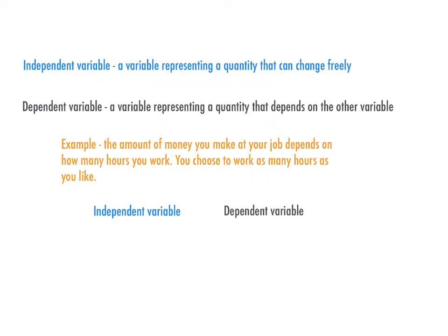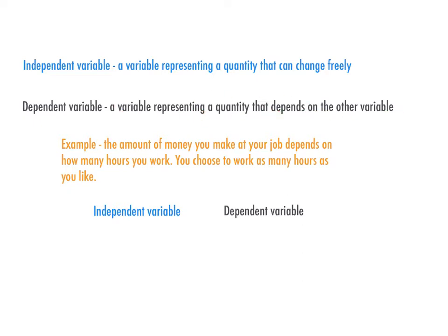Alright, so when we have two variables, we have what's called an independent and a dependent variable, okay? So the independent variable is the variable representing a quantity that can change freely, okay? So, you know, an example of that would be I'm going on a vacation, and I'm going to spend $5 each week on souvenirs, or $5 a day. Well, what's the independent variable? Well, it's the amount of days that go by. Okay, that's going to change freely. It's Monday, then it's Tuesday, then it's Wednesday. But what changes based on the days that go by is the dependent variable, which is a variable representing a quantity that depends on the other variable.